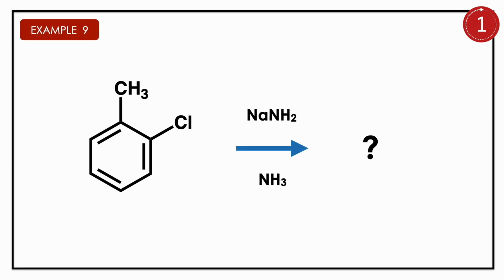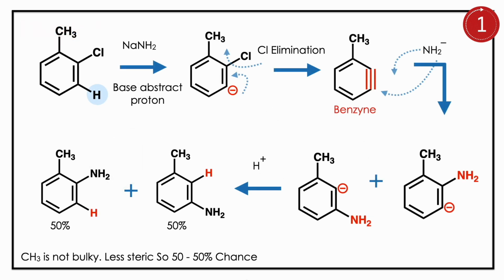Then the next example, you have 2-chlorotoluene. You are reacting with sodamide and ammonia. You should find what will be the final product. Here you are using the sodamide. As we discussed, it's a strong base. It abstracts the proton, leads to the anion formation. Anion has to be quenched. Chlorine is the good leaving group. It leaves, and benzyne forms. Then the nucleophile attacks, which is NH2.